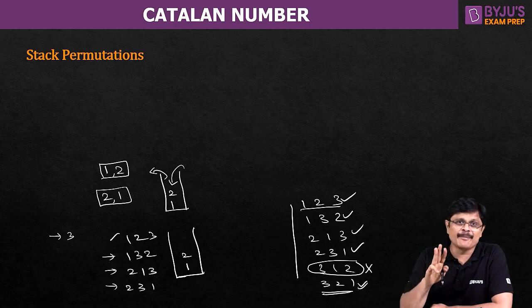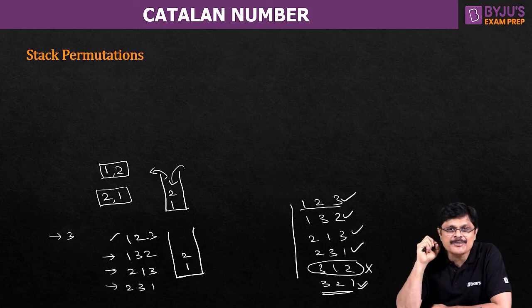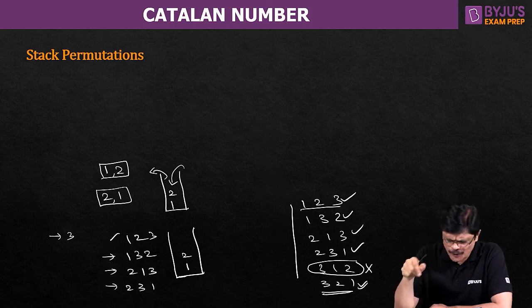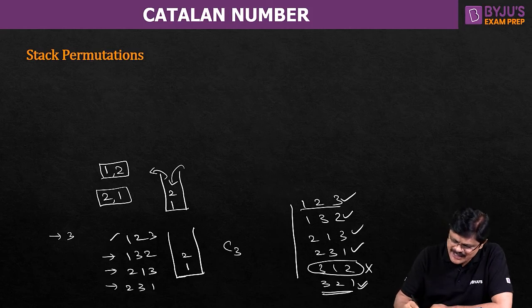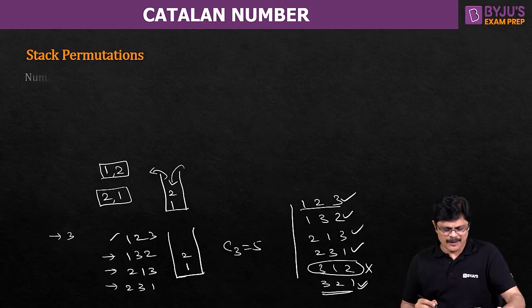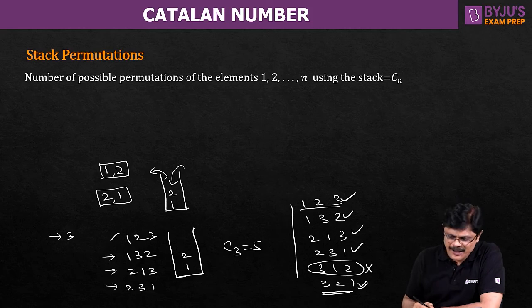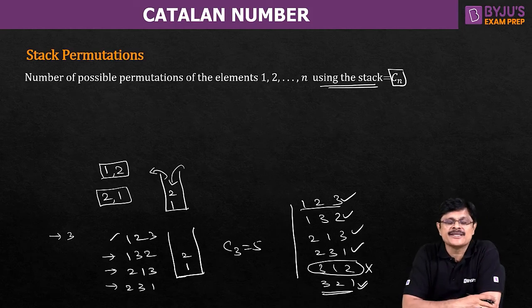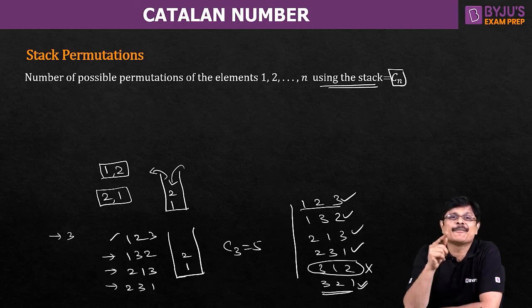So using 3 numbers, how many stack permutations are possible? 5 stack permutations are possible. But if you just ask the question, using 3 numbers, how many stack permutations are possible, you don't have to do all this work. You can simply say C3. What is C3? 5. Because the number of possible permutations of the elements 1 to n using the stack is given by Cn. We call it the number of stack permutations using n objects, which is given by Cn.